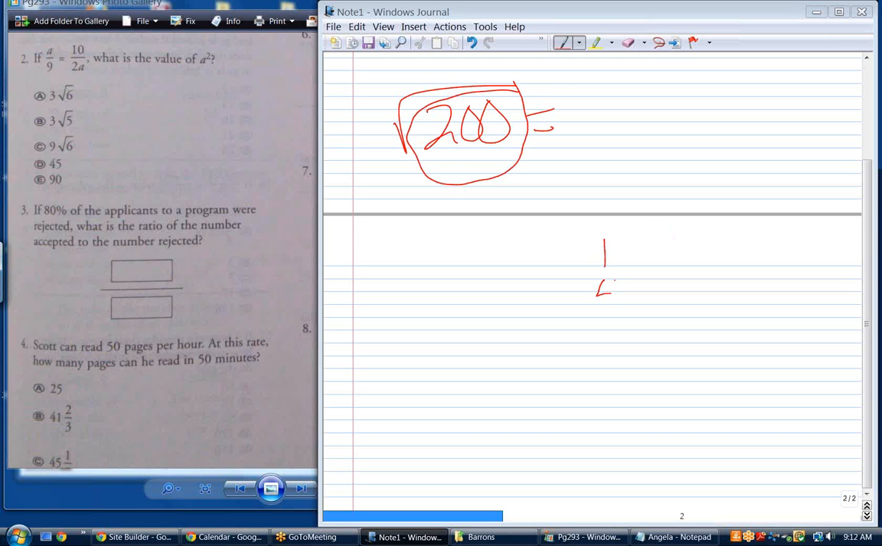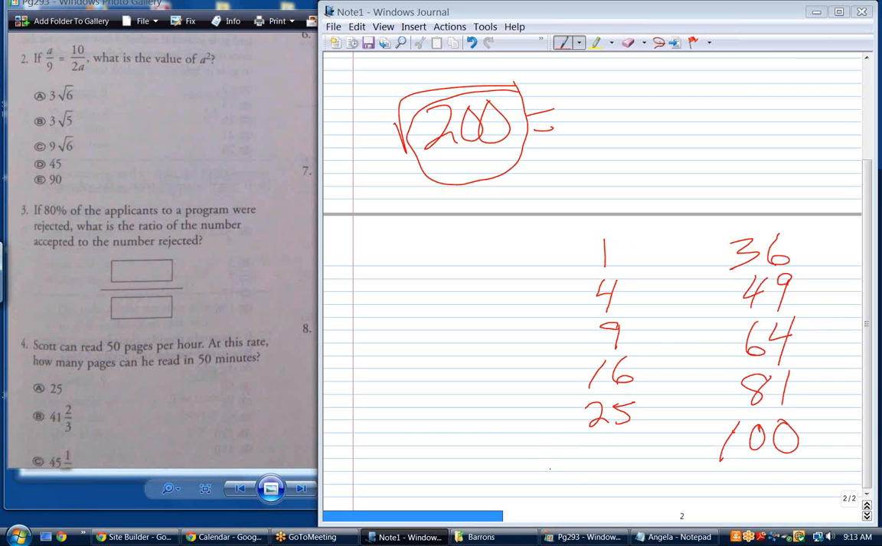1, 4, 9, 16, 25, 36, 49, 64, 81, and 100.